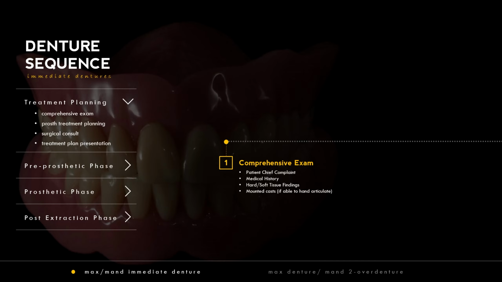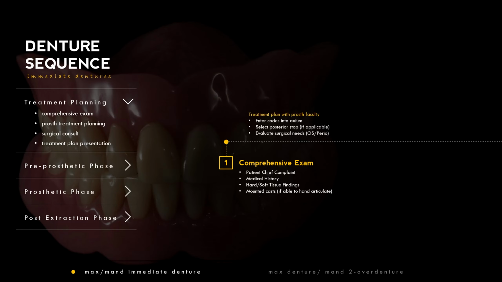So with the chief complaint, you really want to hone in on their desires and expectations and see if that's something that we can meet in our clinic here. Medical history is important because we're going to be doing fairly extensive surgery as we're removing all the remaining teeth. And the hard and soft tissue findings are needed to really justify the removal of all the patient's remaining teeth.